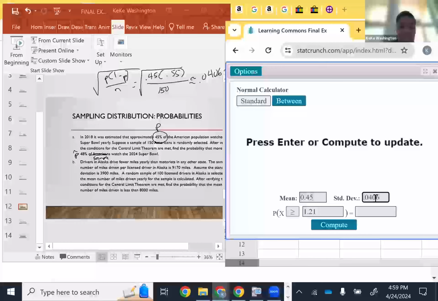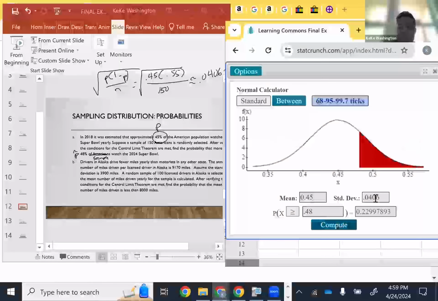All right, so then the problem says find the probability that more than 48%. So 0.48 and compute.